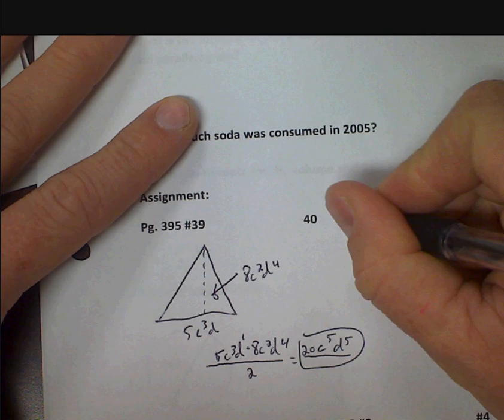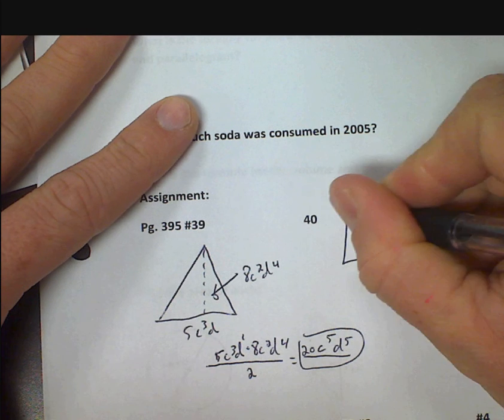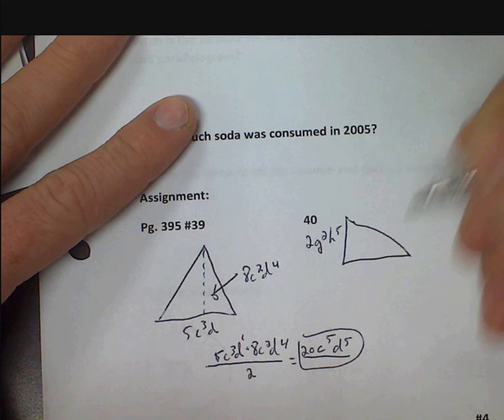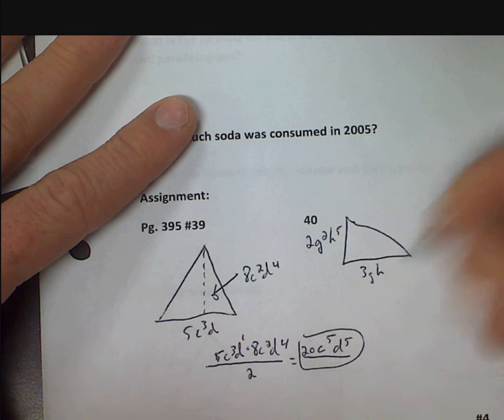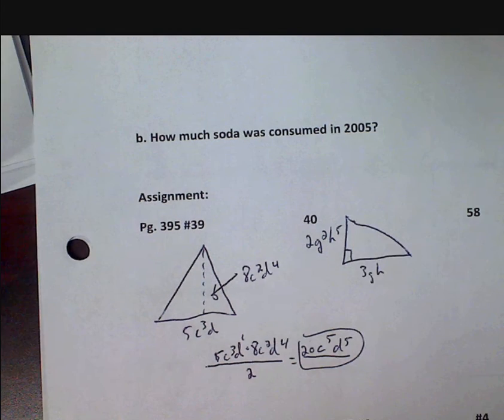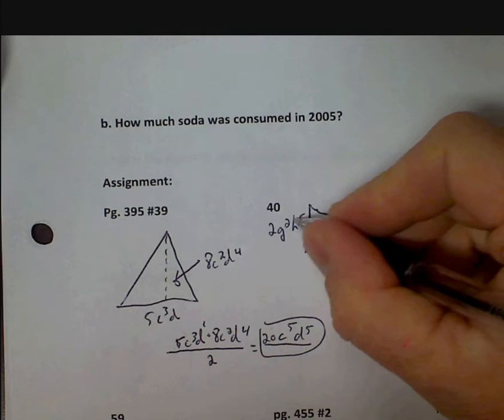Number 40. Same thing, this is in our notes. Try to do it without. Okay? So they want us to find the area as a monomial. So once again, we're going to take base times height.